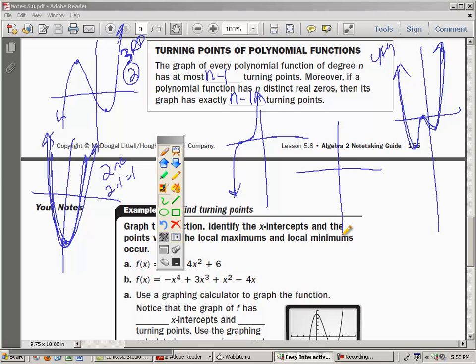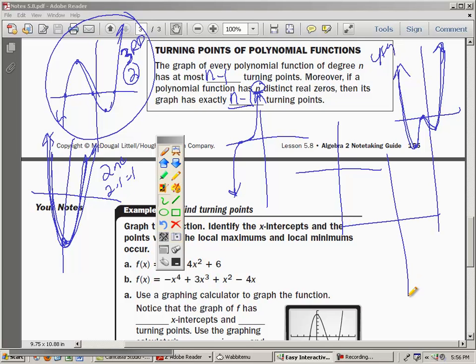But when it says, moreover, if a polynomial function has n distinct real zeros, meaning if it's third degree and it has 3 zeros, then it will have exactly n minus 1. And that's exactly like this example here. Third degree and it has 3 real zeros, that means it has 2 turning points. A fifth degree polynomial, if it has 5 real zeros, that means it had to turn 4 times.